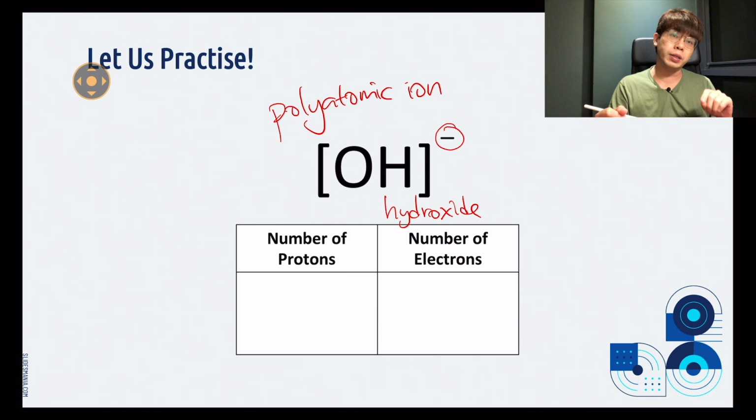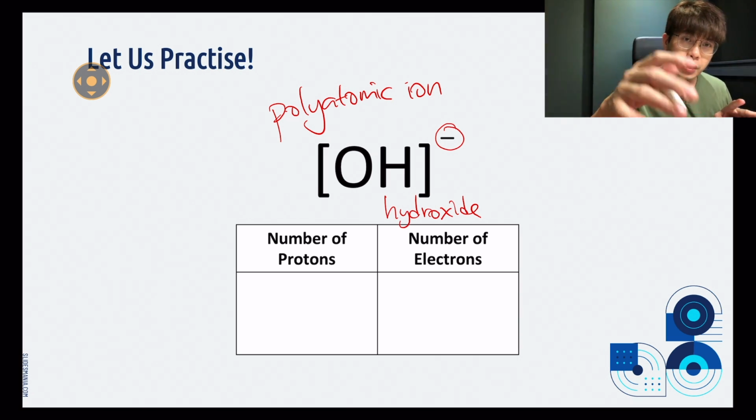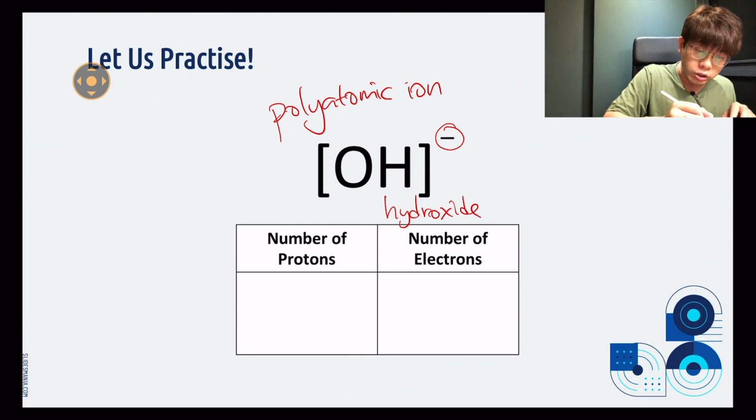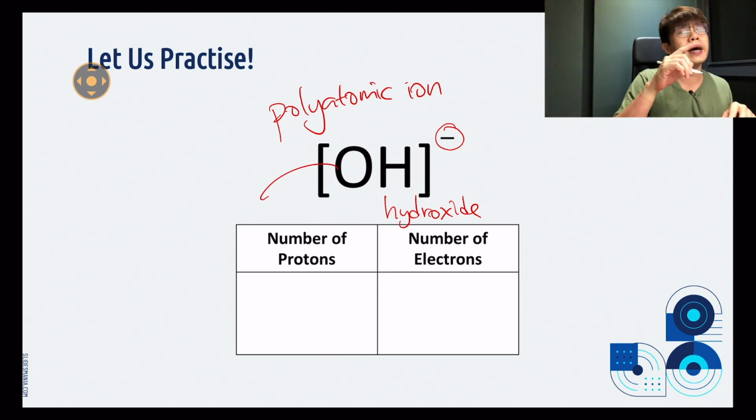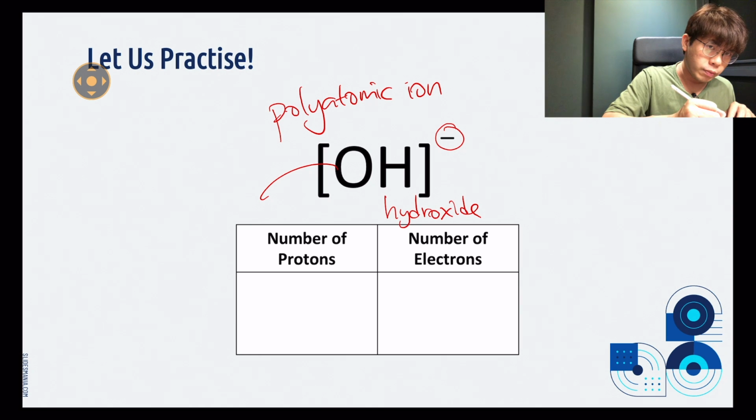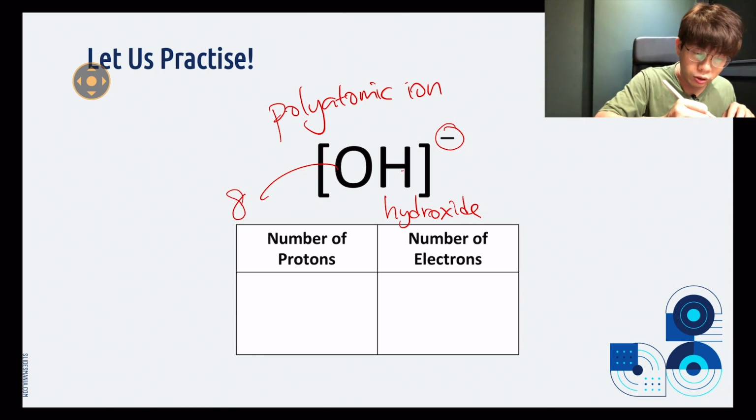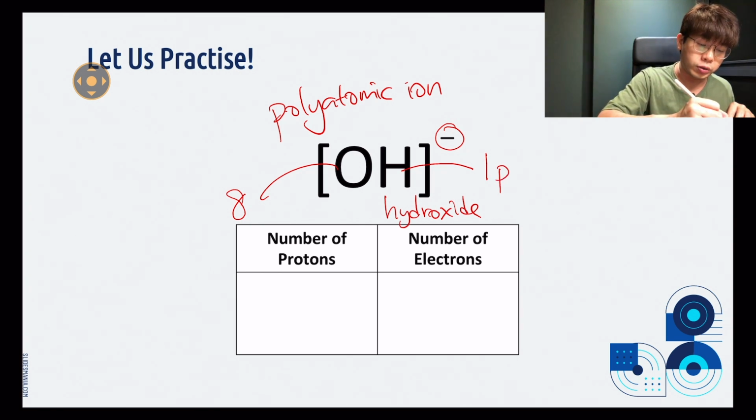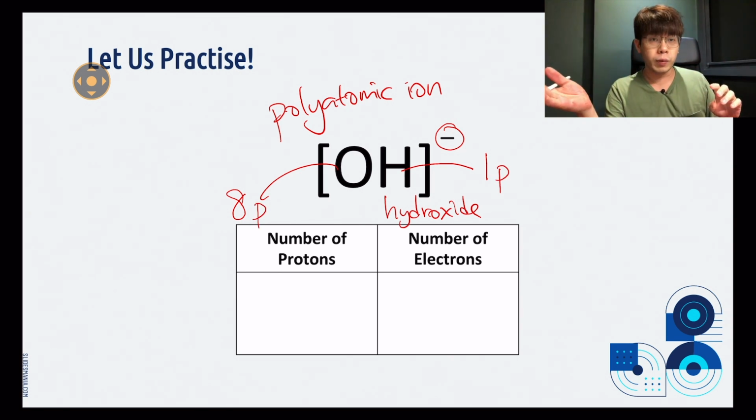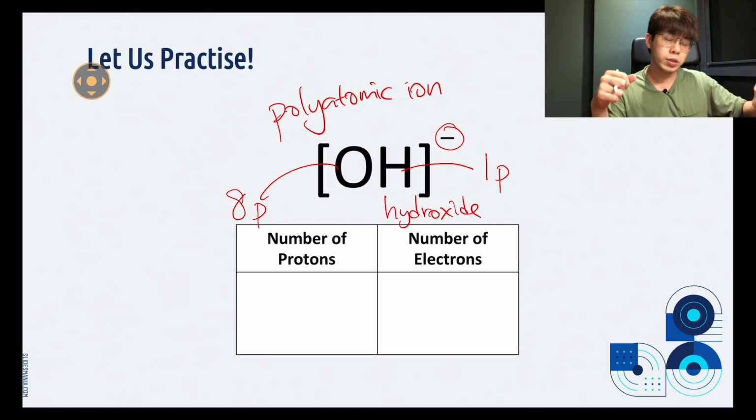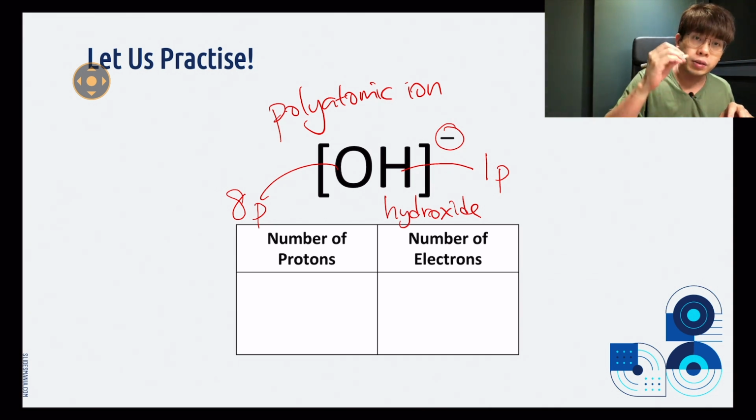So how do I determine the number of protons? You need to remember that the number of protons cannot change. So oxygen originally has 8 protons. And hydrogen originally has 1 proton. So the protons cannot run anywhere. I have 1 oxygen and 1 hydrogen. Oxygen originally has 8 protons. Hydrogen originally has 1 proton. So the number of protons remain the same, total of 9.